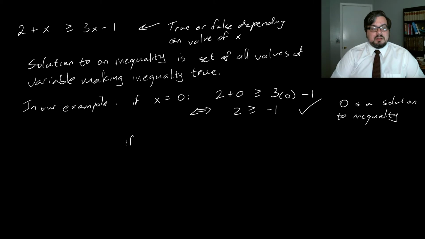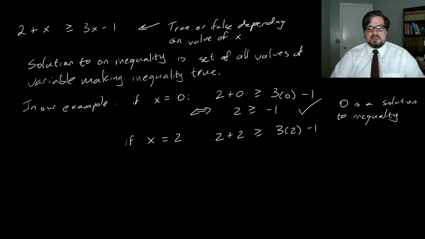However, if x is equal to 2, then we'd get 2 plus 2 is greater than or equal to 3 times 2 minus 1, which simplifies down to 4 is greater than or equal to 5, which is not true. So that means that 2 is not a solution to the inequality.